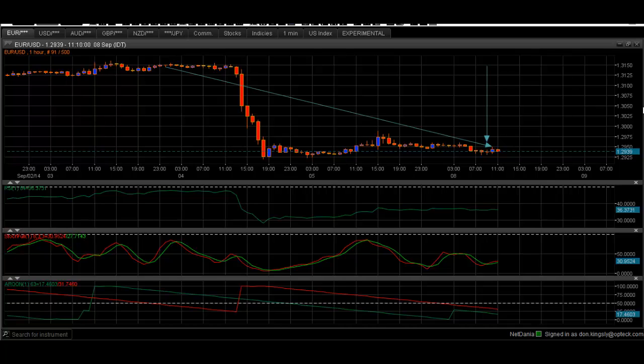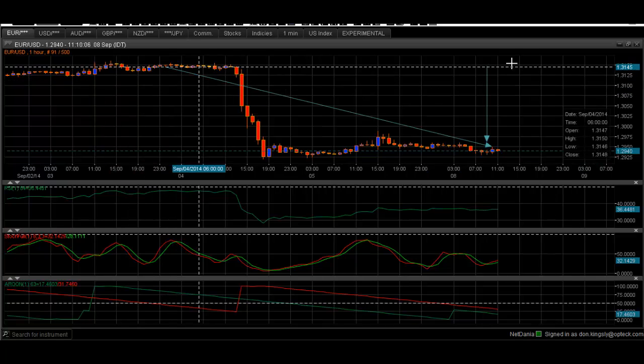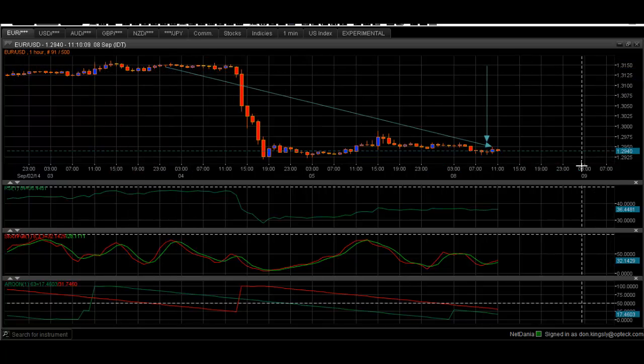So the euro dollar dropped significantly from, looks like on Thursday, 1.315 to now at around 1.2940.